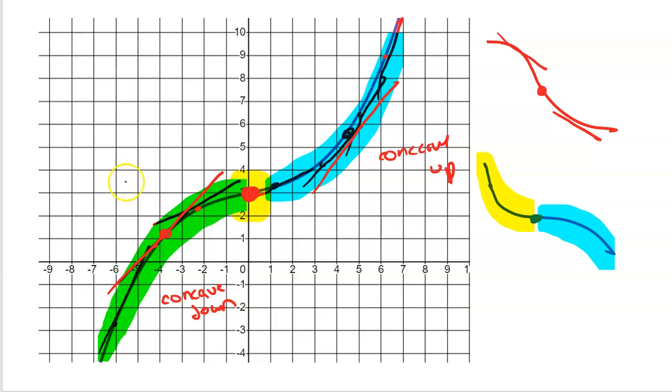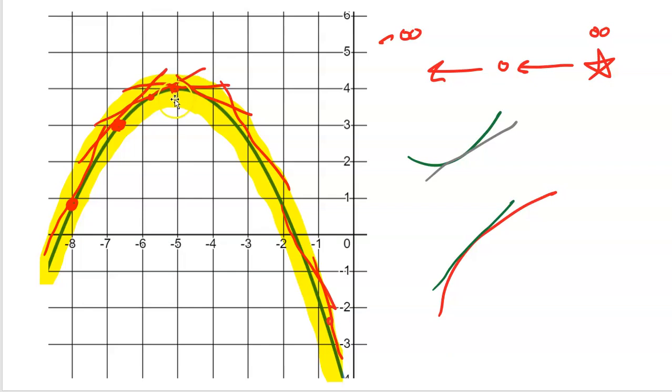Be careful, though. Go back to these parabolas. I never switched; I was concave down the whole time. What did switch was the slope, from positive to negative. That's the definition of an extrema: where your rate of change changes from positive to negative or negative to positive, you create an extrema. But when you switch concavity, you're at an inflection point. So don't confuse the two.